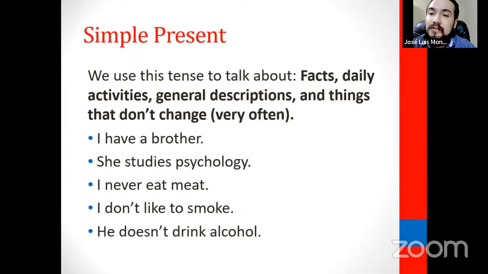General descriptions, things that you like or you don't like, for example. I never eat meat. I don't like to smoke. General descriptions about you. They can also be facts in general. And he doesn't drink alcohol. And things that don't change, that's also related to facts or habits that are not going to change just because one day it didn't happen. That's very important to take into account. We are going to remember that.